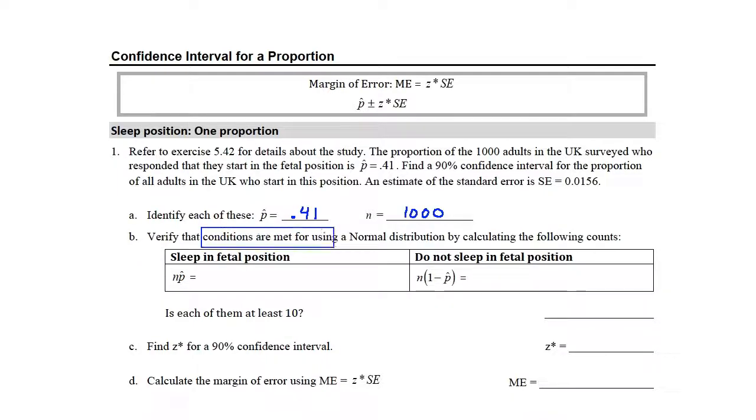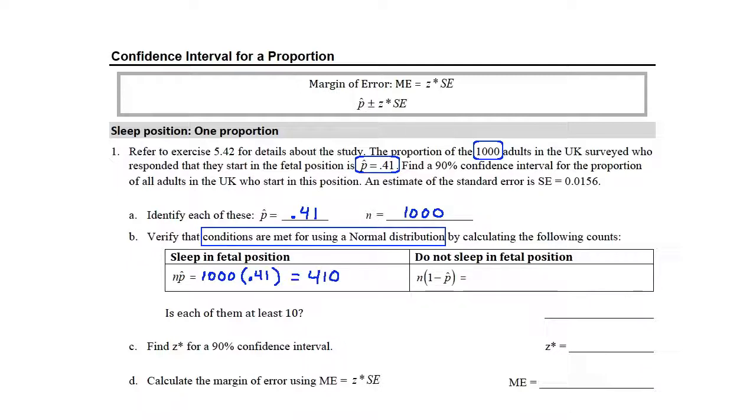This is going back to the exploration we did where we said that really we need to see that the counts, both what we're counting and what we're not counting, are at least 10. So in this case, what we are counting is 41% of 1,000, and that we get by n times p hat. So this calculation is going to be 1,000 times 0.41, which comes out to be 410.